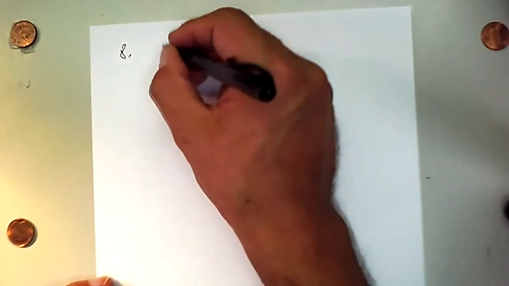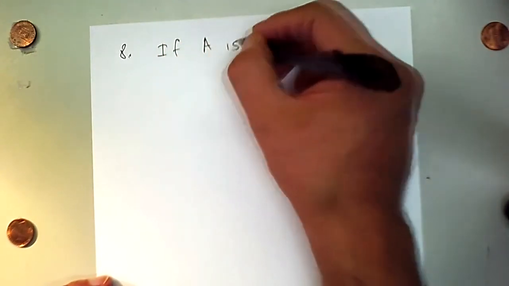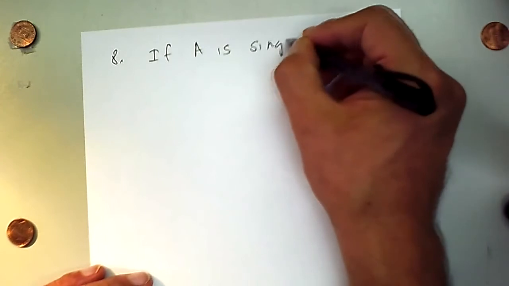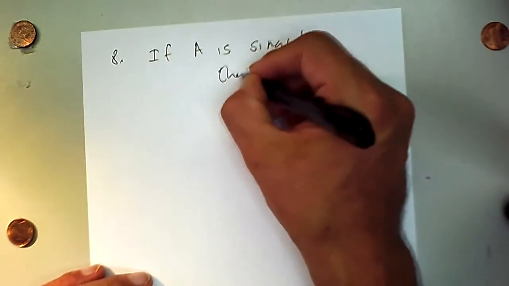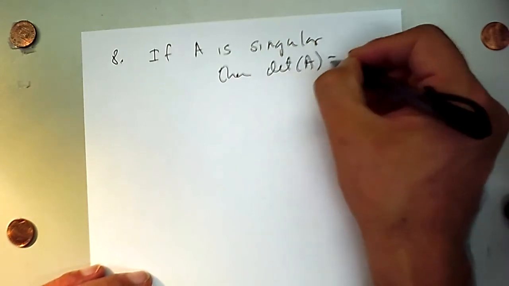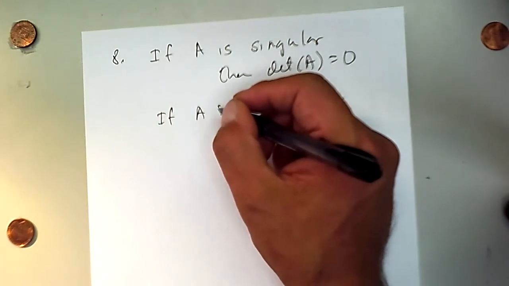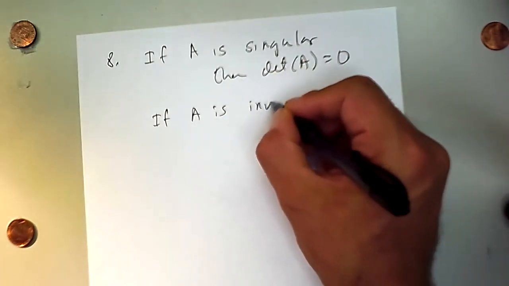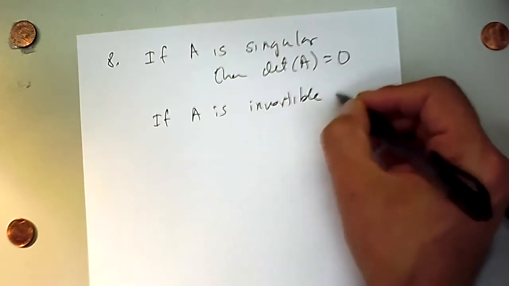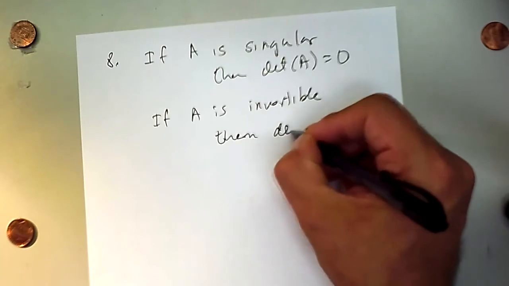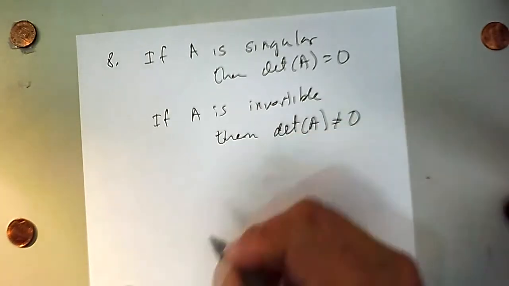Okay, a few more properties very quickly. Very, very important property. Property number 8. If A is singular, then determinant of A is 0. If A is invertible, then determinant of A is not 0.